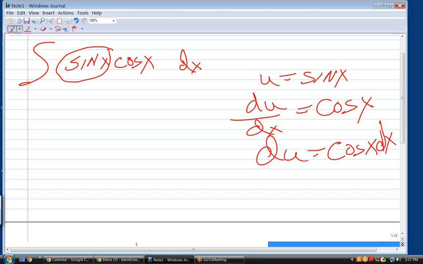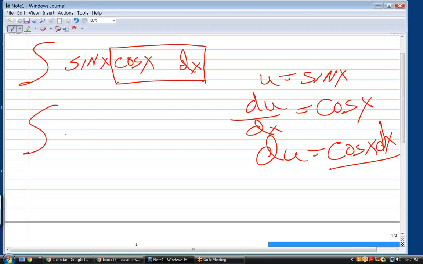And this time I'm going to take a little bit of a shortcut. Instead of solving for dx and letting it equal to du divided by cosine x, I'm going to search the integral and see if I can find that. And I'm looking at it right there. So I can substitute du for that. So now the integral becomes sine x, which is u. The rest of it is du. Well, that's easy to integrate.